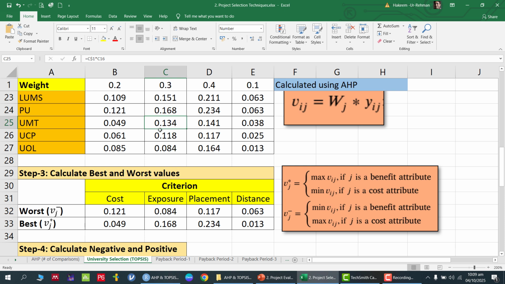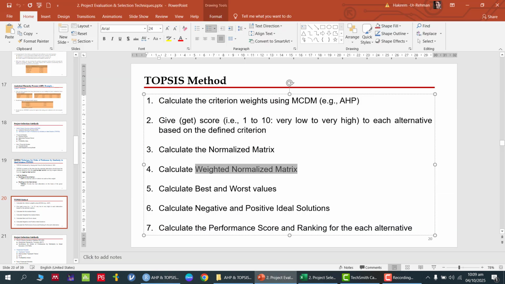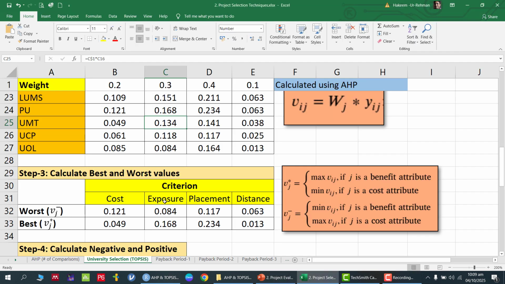Once we have calculated the weighted normalized matrix, the next step is to calculate the best and worst value against every criteria. The idea behind the best and worst value against the criteria is, as I mentioned earlier, that a few criteria are benefit criteria and a few are cost criteria.